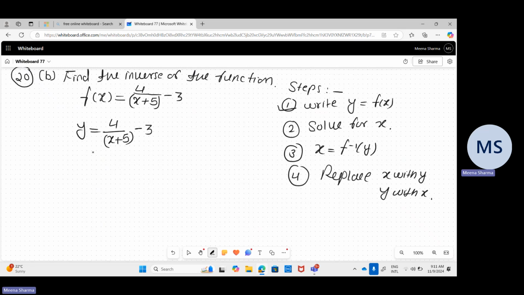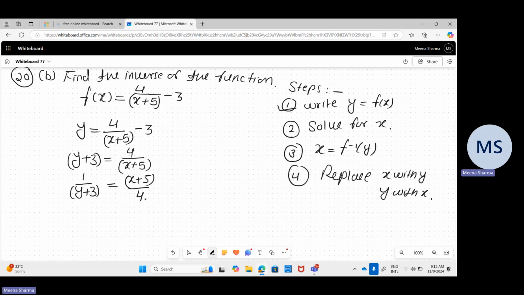Now in the second step, you have to solve for x. So this minus 3 will move that side. So it is y plus 3 equal to 4 upon (x plus 5). We are solving for x, and x is in the denominator. So we have to reverse that equation on both sides. When we reverse that, it is 1 upon (y plus 3) equal to (x plus 5) by 4. So the numerator becomes the denominator, and the denominator becomes the numerator when we reverse that.